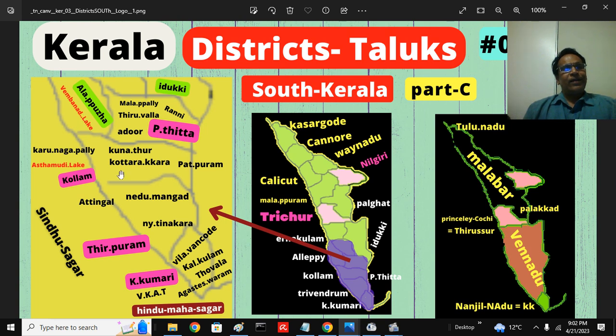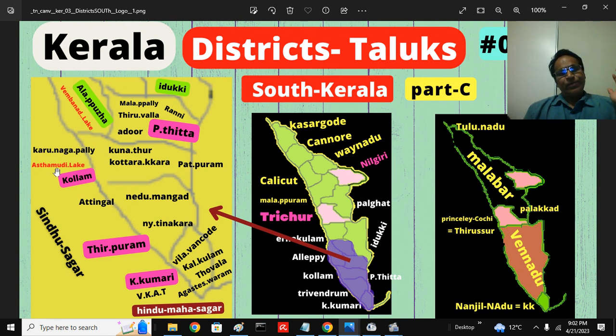This is the Kollam district or Quilon district. Pathanamthitta is different from Punalur. Punalur is in the Kollam area. Kottarakkara, Kunnathur and Karunagappally.